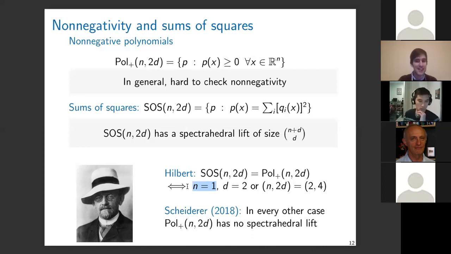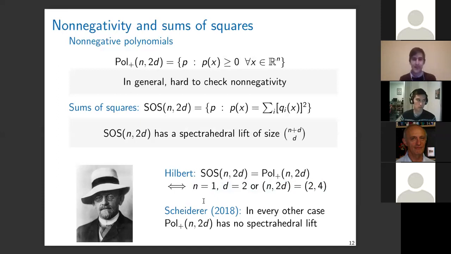One very recent and very important result that we'll touch back on a little bit later is this result of Claus Scheiderer from a couple of years ago that says, in fact, in every other case, so apart from these cases, n=1, d=1, or n, 2d = 2, 4, it's not just that the cone of non-negative polynomials has a really complicated, difficult spectrahedral lift. It just has no spectrahedral lift whatsoever. So there's no finite sized PSD cone you can slice and project to give the cone of non-negative polynomials in n variables degree 2d, except in these particular cases where we know a lift already.